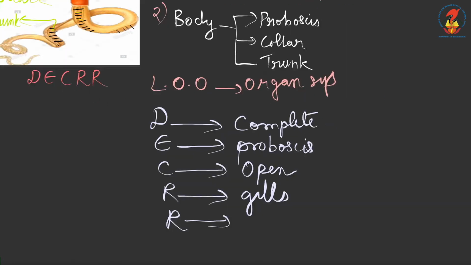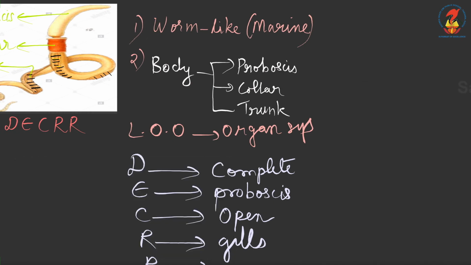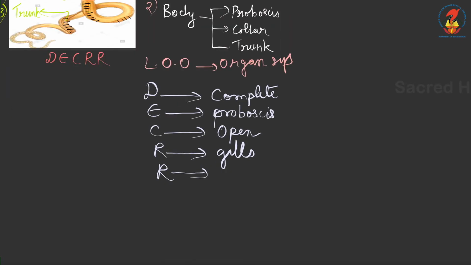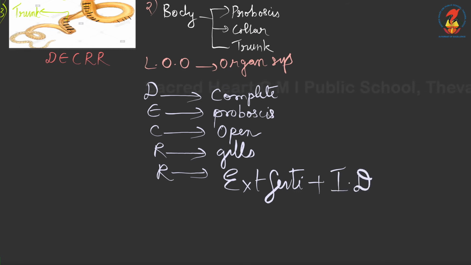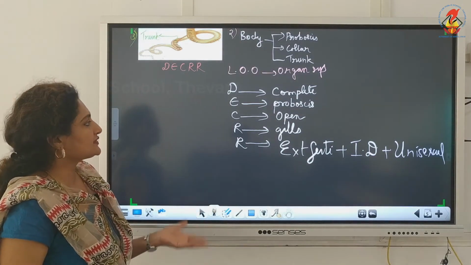Now, reproduction. Reproduction, external fertilization. Definitely, if it is external fertilization, the development is indirect development. And lastly, these are also unisexual. So, in today's video, what and all I dealt were all unisexual forms, the sexes are separate.